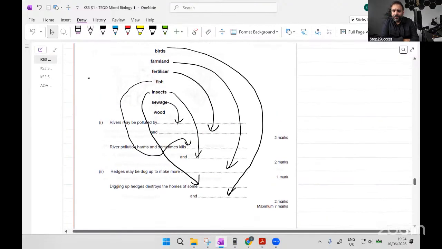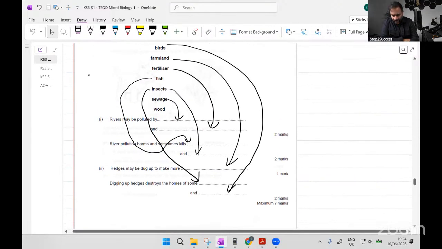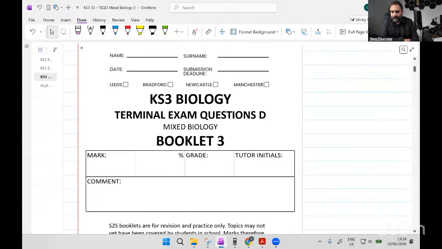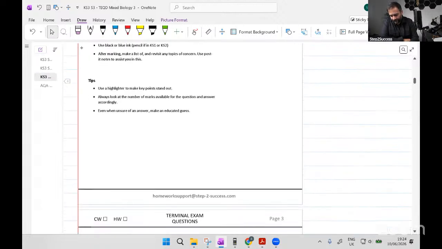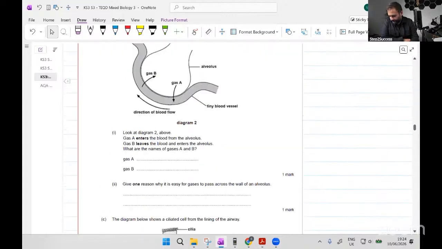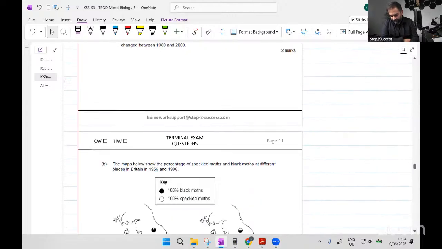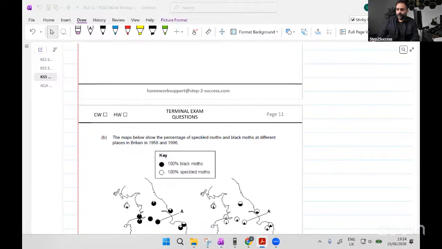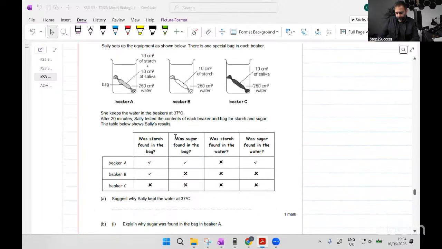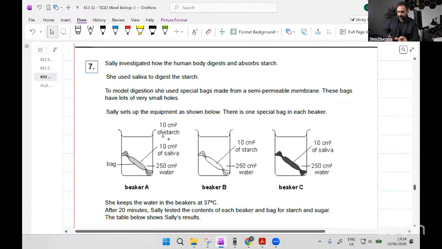Right. Booklet three, question seven seems to be the problem. Let's have a look at that. Oh, so much going on here.